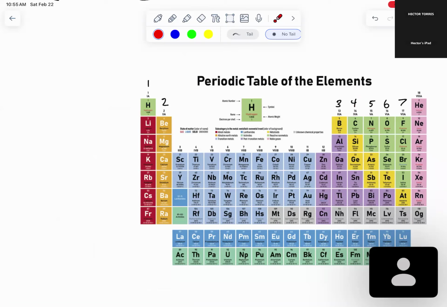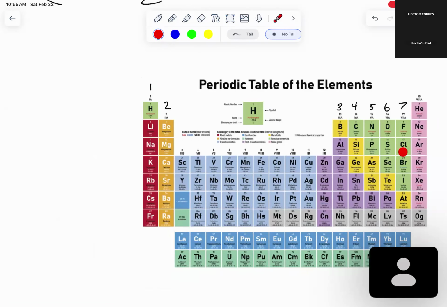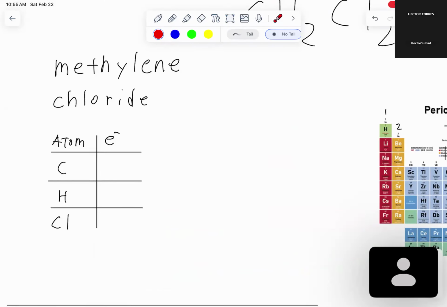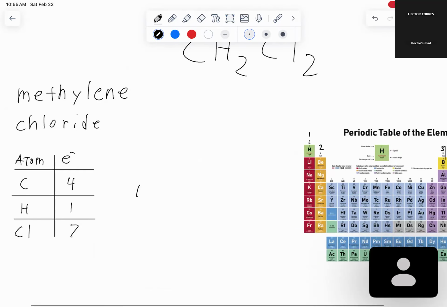For hydrogen, it's column 1, so it'll have 1 valence electron. And then for the last atom, which is Cl, that's in column 7, so that should have 7 valence electrons. Okay, so 4, 1, 7. Great. So we're going to add those all together. So 4 plus 1 plus 7.